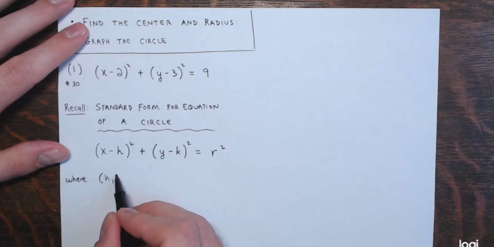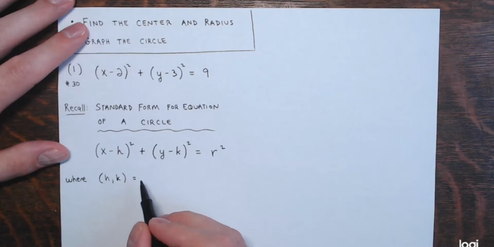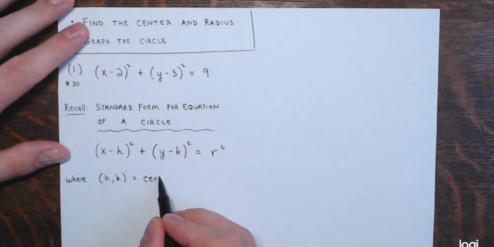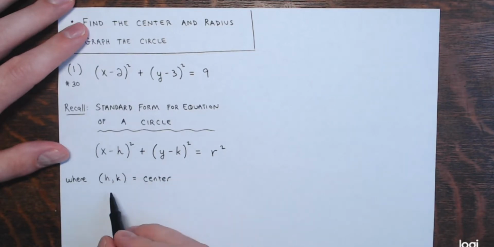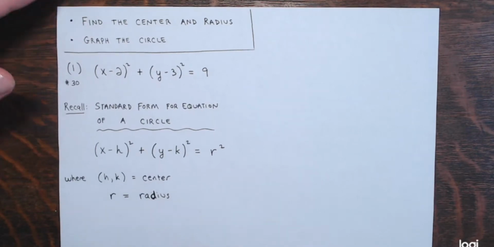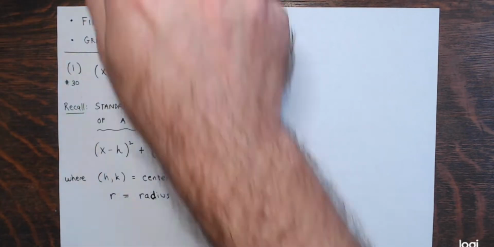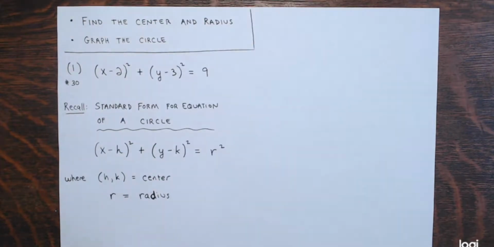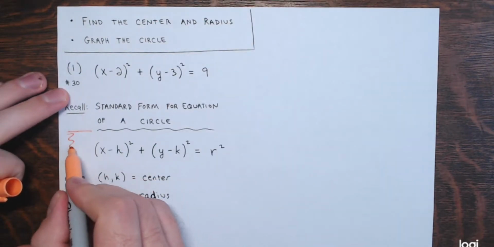Where h comma k is the center of the circle, and r is the radius of the circle, the distance from the center to any point on the circle. I'll put this in a little box. This is very important. You should know this.